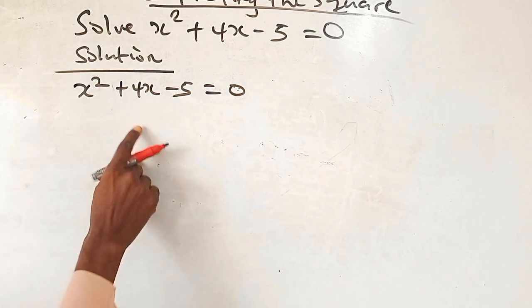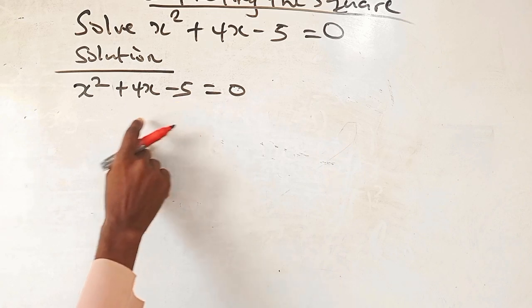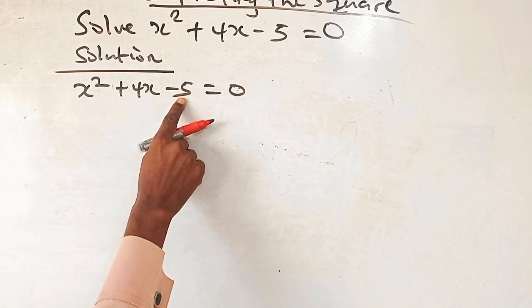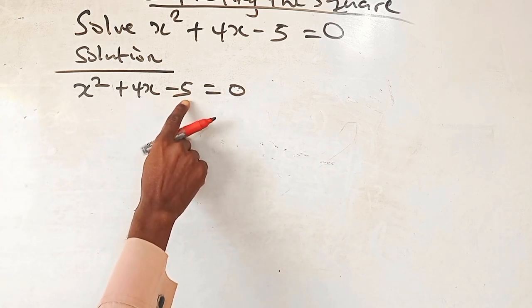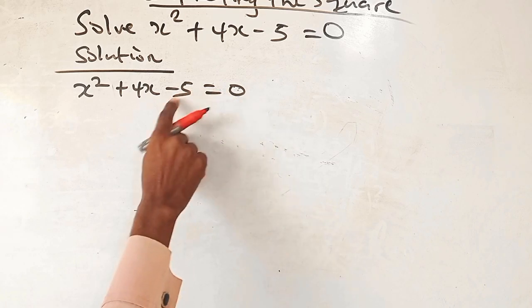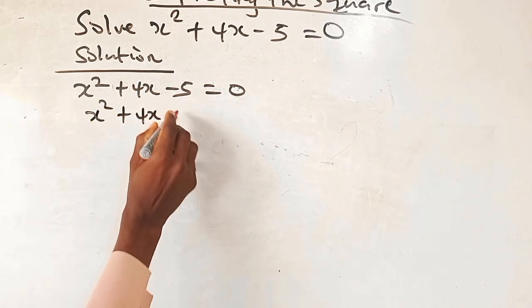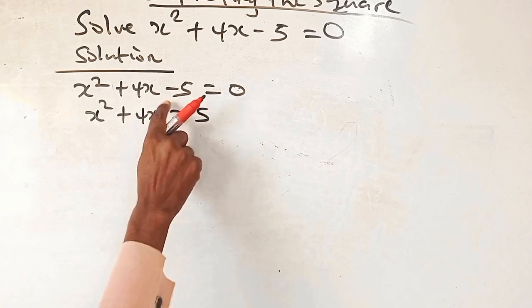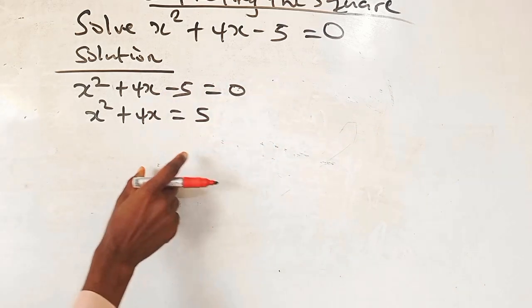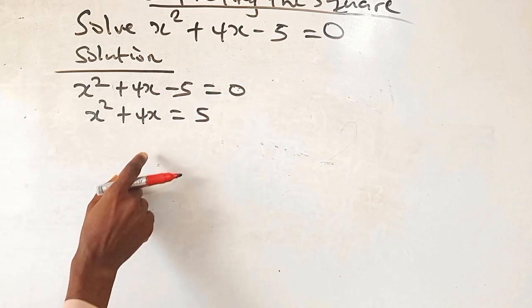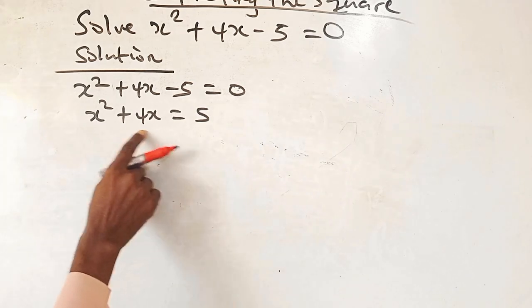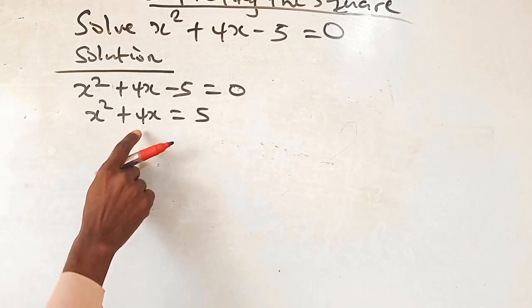The first thing we do from this equation is to take care of the −5. We add 5 to both sides. So here we have x² + 4x = 5, by the time you bring this to the other side. The next thing we do is to make this a perfect square. So how do we do that?